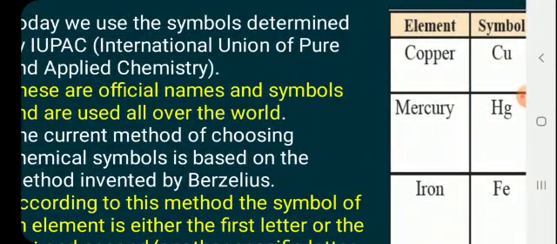Copper has symbol Cu. First letter is capital, second letter is small. Mercury has symbol Hg. And from where does this Hg symbol arrive? It arrives from the Latin name Hydrargyrum. You will come to know in next slides. Iron has symbol Fe. Ferrum.